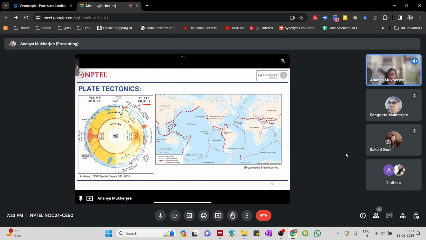Usually in the plate model the plates are moving away from each other as they are floating, and the plume model suggests that it is the plume that drives the plate movements. But mostly we use the plate model, where the plates are moving, and due to either destruction of the plate or regeneration of material at plate boundaries, that is the reason why we have the different continental setups.